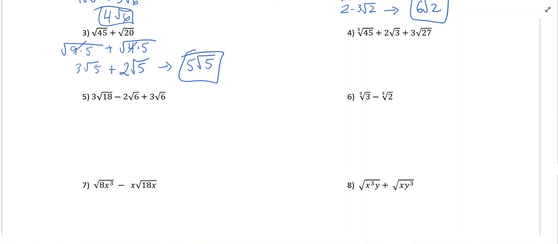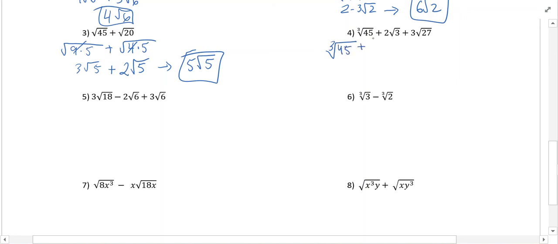Okay, so for number 4, we have to simplify it. This one is saying the cube root of 45. Well, there is no perfect cube factor of 45, so I just need to leave it alone. So I'm going to just rewrite it as the cube root of 45 here. 2 rad 3 is already simplified, so I'm just going to rewrite it. But 27 does have a perfect square factor. So I'm going to say 3, and then I'm going to simplify this. 27 can be 9 times 3. So again, I'm just bringing down the cube root of 45 here, plus 2 rad 3.